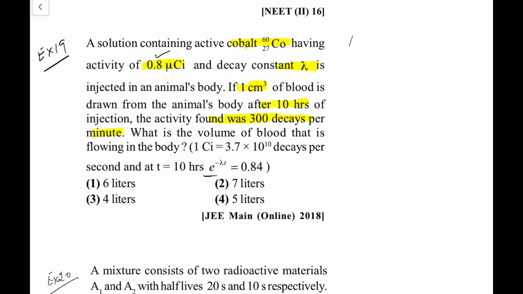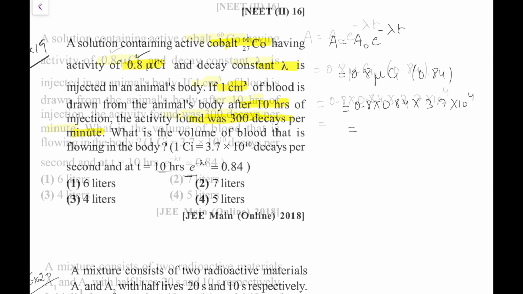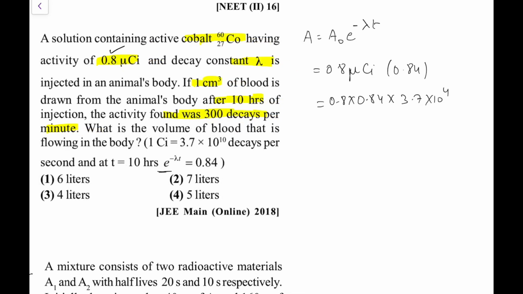First of all, the total activity inside the body would be A naught e to the power minus lambda t, that is 0.8 microcurie into e to the power minus lambda t, which after 10 hours is given as 0.84. So it is 0.8 into 0.84, and if I convert microcurie to our standard unit, it is 3.7 into 10 to the power 4. So this is decays per second, that is becquerel. Now 1 centimeter cube of blood is showing 300 decays per minute, that is 300 by 60, which per second would be 5.